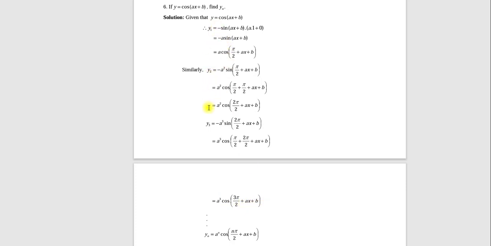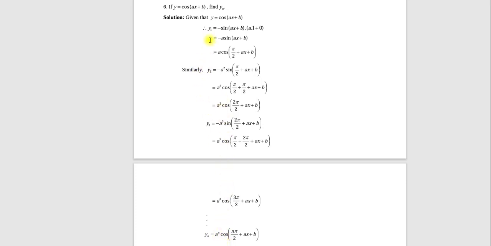Now looking at y1, y2 and y3, we can determine the value of yn. Why? Because in case of y2, the power of a is 2, in case of y3, the power of a is 3. So in case of yn, obviously the power of a will be n, and in every case there is cos. So there will be cos.